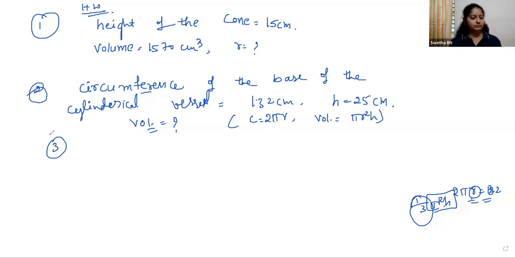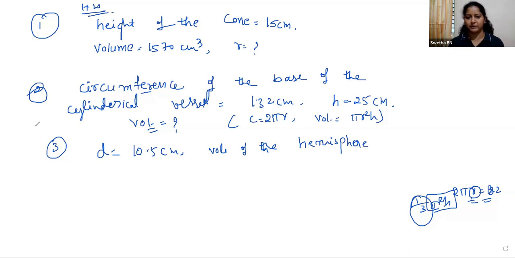And I'll give one more. Diameter is equal to 10.5 centimeter. And the volume of the hemisphere bowl. Just write the volume of hemisphere. What is the volume of hemisphere? Yesterday I have given this formula. Just you see and write.